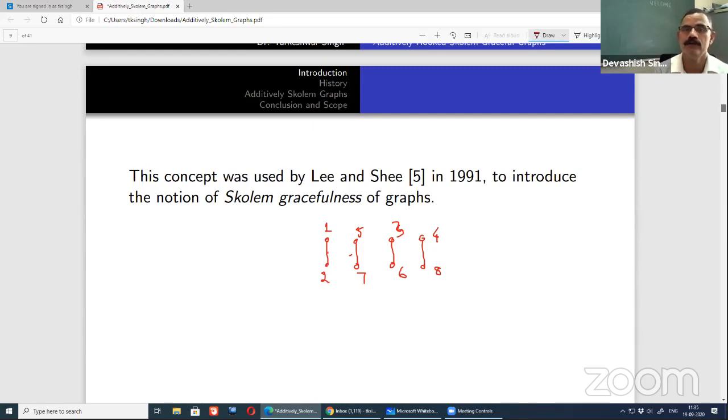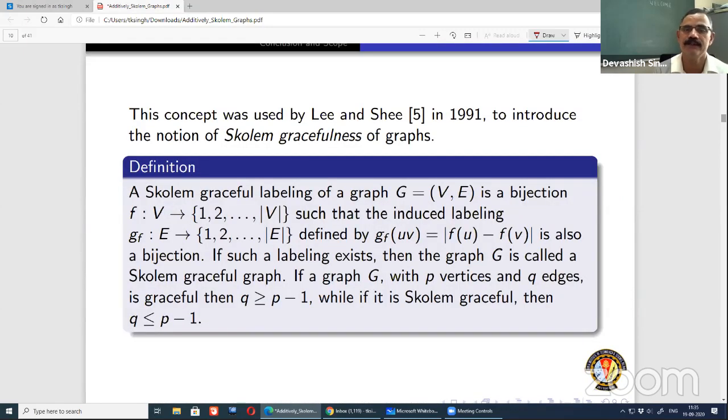He brought that notion to this area, and he proved many results. So what is the definition of a Skolem graceful graph? It is very simple. You define a bijection from the vertices to 1 through the number of vertices, and you get all the edge labels from 1 to the number of edges in the graph, obtained by taking the difference f of u minus f of v whenever there is an edge in the graph. So this is also a bijection. If such an f exists, then that f is known as a Skolem graceful labeling, and the graph which admits such a labeling we call a Skolem graceful graph.